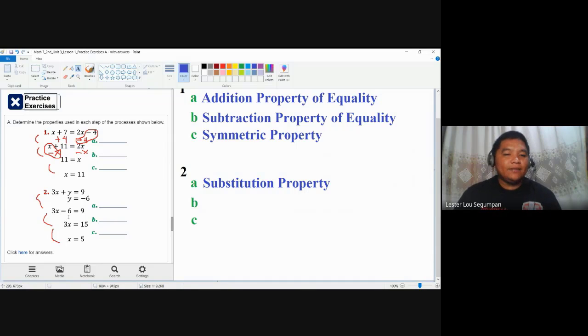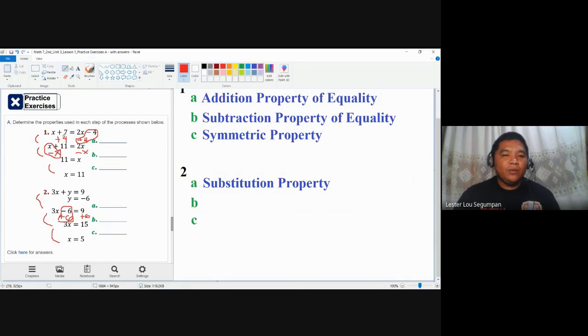Next step, from here to here, covered by property b. What property is that? Noticeably, from 3x minus 6, we now have 3x. And from the other side, instead of 9, it now increased to 15. What happened here is we added 6 to both sides, so that negative 6 plus 6 becomes 0, leaving 3x alone. And you do it on the other side as well. So instead of 9, it increased to 15 because 9 plus 6 is equal to 15.